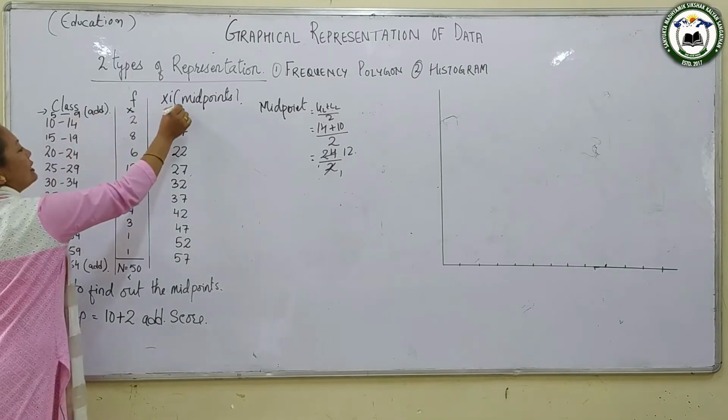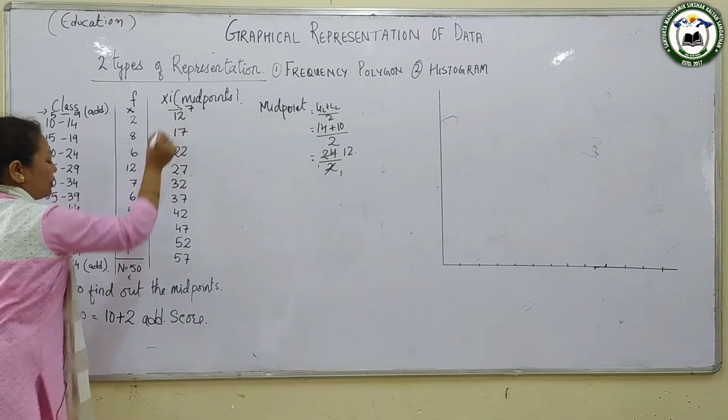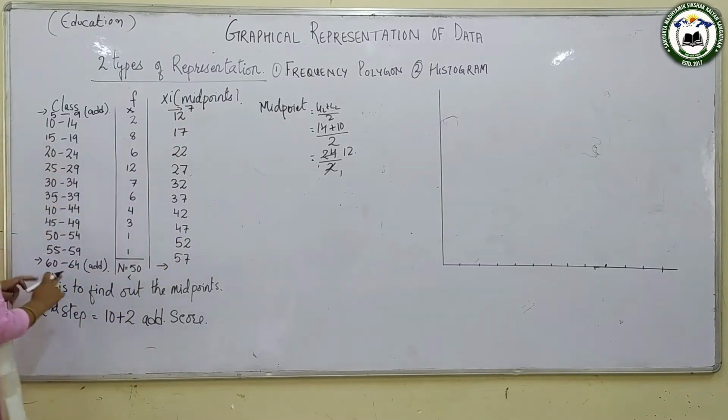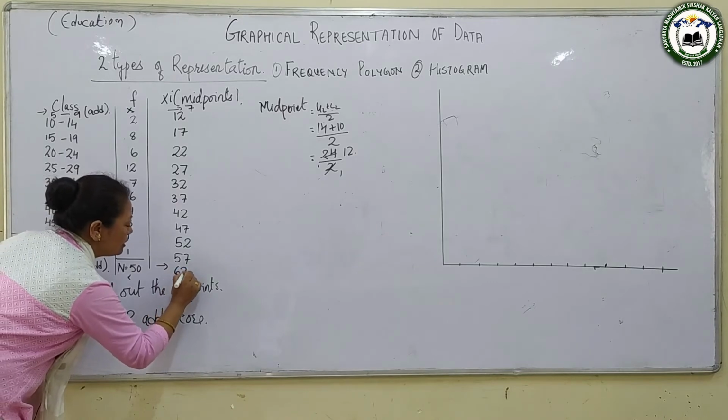From 5 to 9 is 7. This is the additional one. Even over here I'll take out another midpoint of the last class, that is from 60 to 64 is 62.